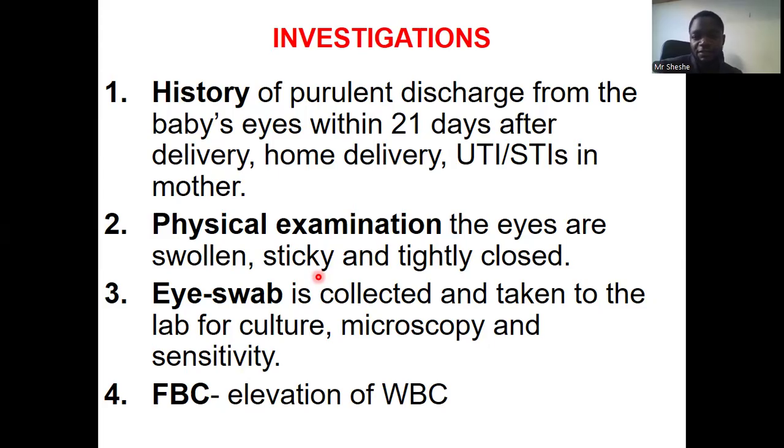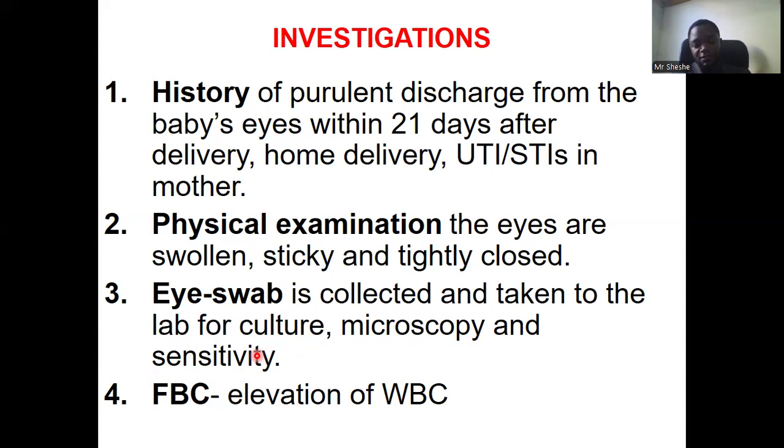Red eyes, swollen eyes, a baby that is crying often. Then you diagnose this baby has neonatal conjunctivitis. Other investigations now to confirm your diagnosis, you need an eye swab for culture, microscopy and sensitivity. Culture to grow the bacteria, microscopy to identify. We're saying chlamydia is rod-shaped and so on and so forth. Then sensitivity against particular microorganisms, particular antibiotics.